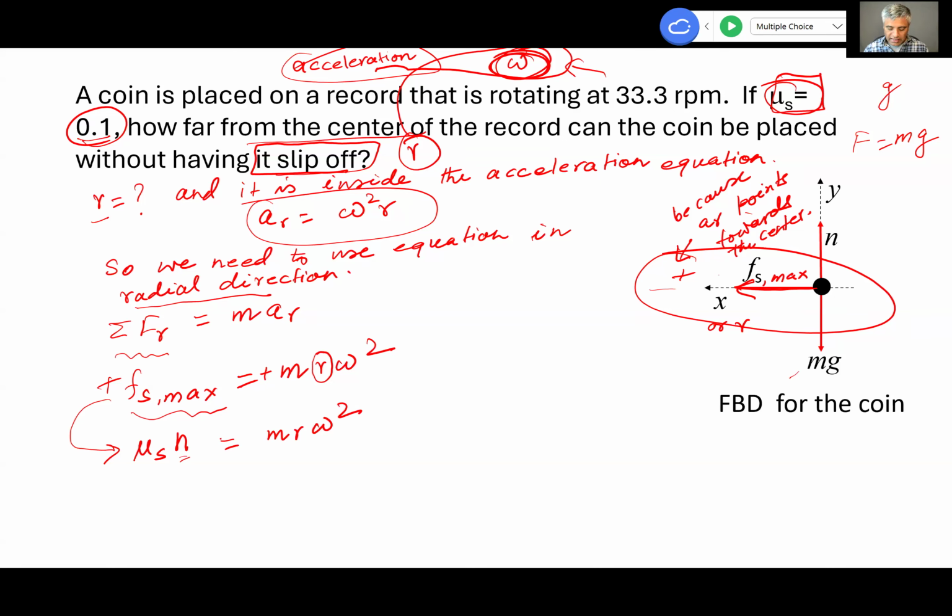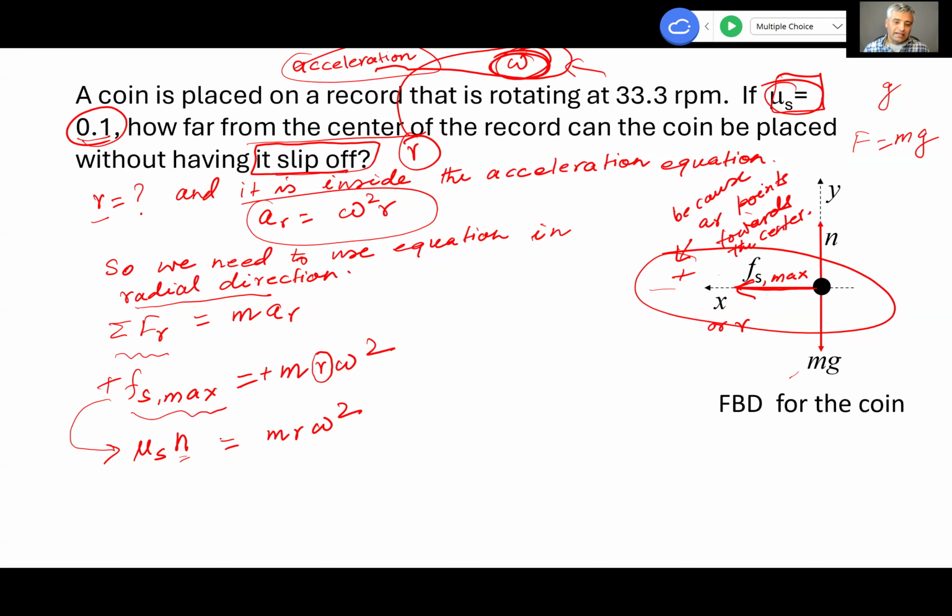Oh, there is N. Now, how much is N? Do we know N, the normal force? Do we know the normal force in this case? How do we find that?